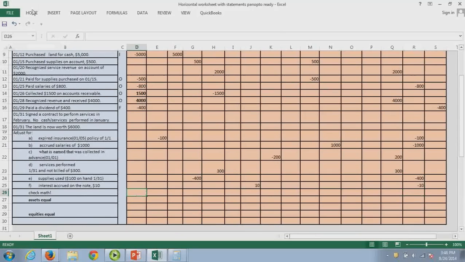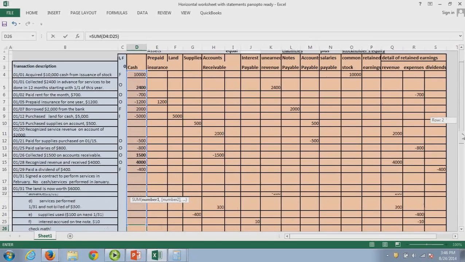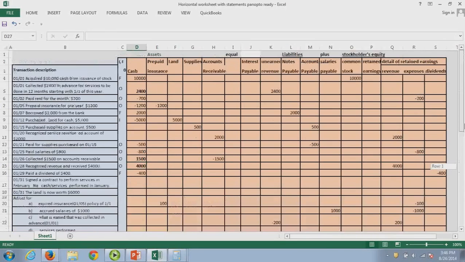So we can do the auto sum, which is a nice feature. And I'd like for it to go all the way at the top so I can grab the corner, hold the left mouse and pull it up. Or I could start at the top and pull it down. There's lots of ways of doing it. So hopefully that's correct for cash. 11,300.